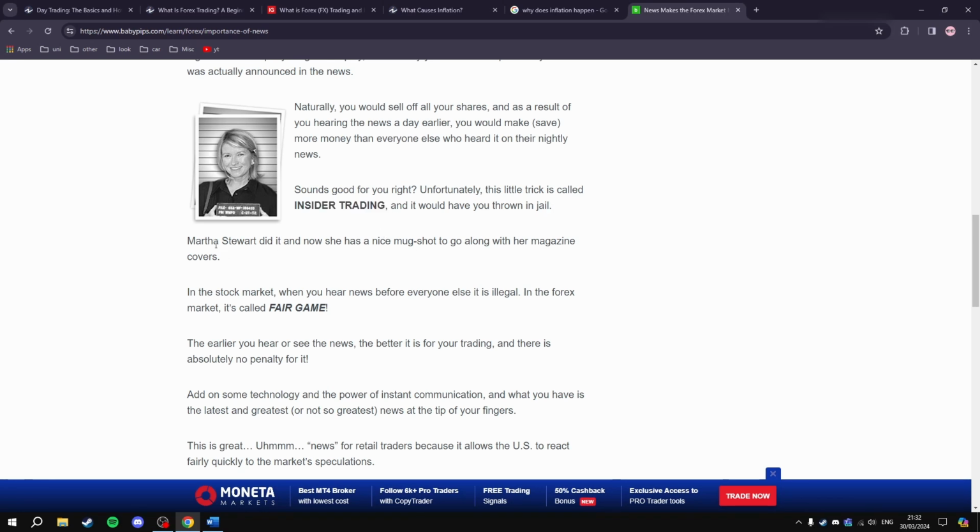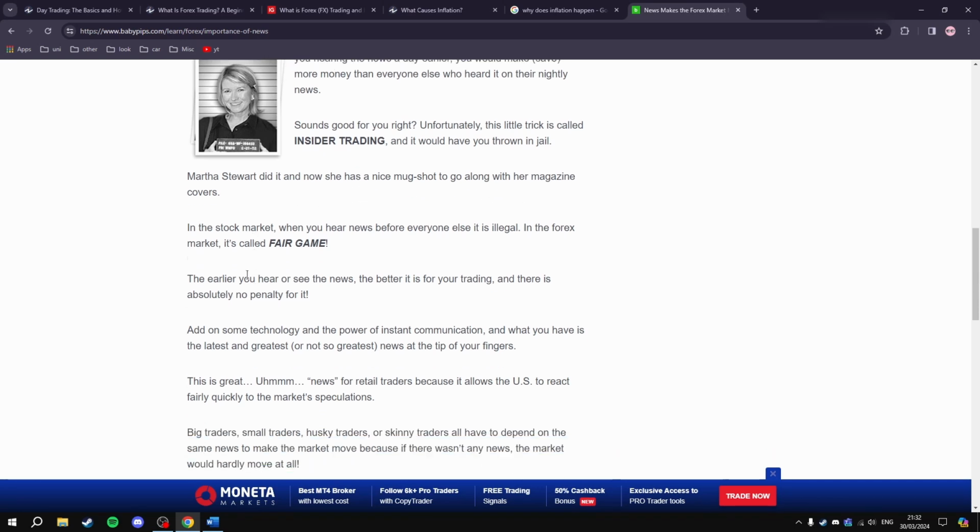Martha Stewart did it, and now she has a nice mugshot to go along with her magazine covers. In the stock market, when you hear news before everyone else, it is illegal. In the forex market, it's called fair game.